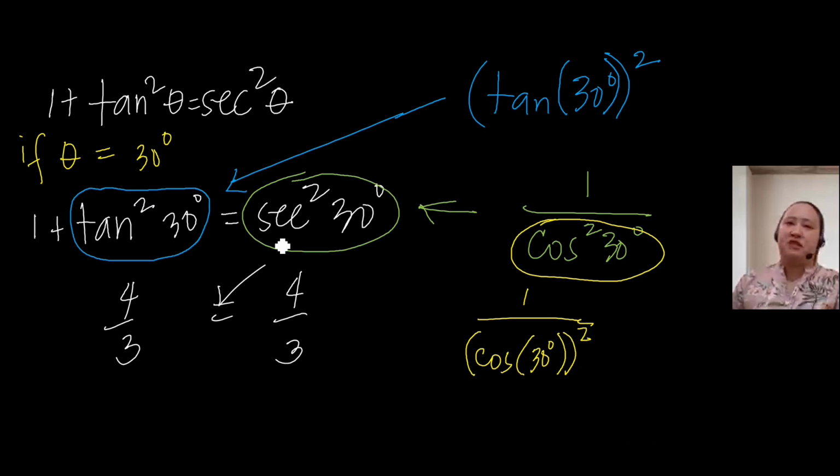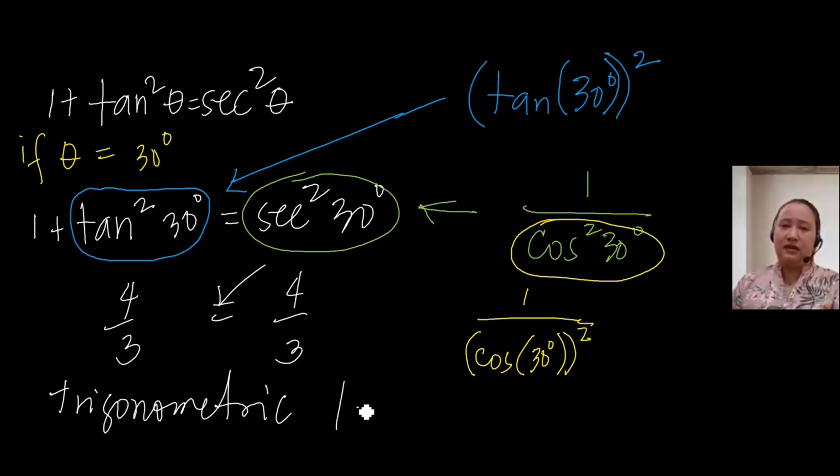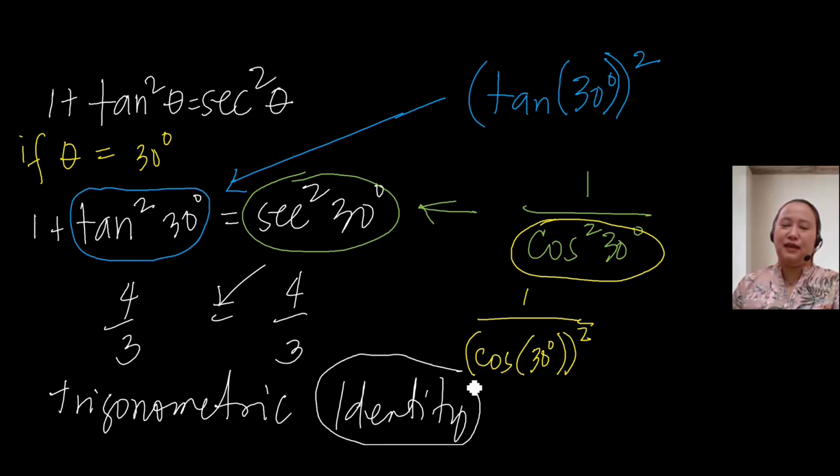From the term itself, identity, this means that whatever value you use for theta, you can still show that both sides are equal, because this is one of the identities.